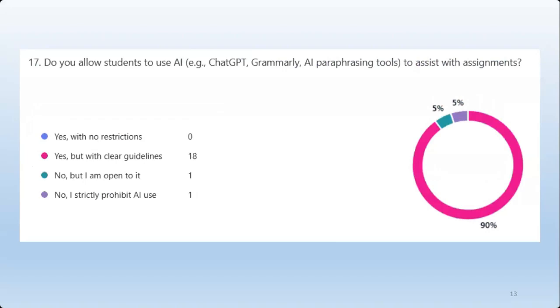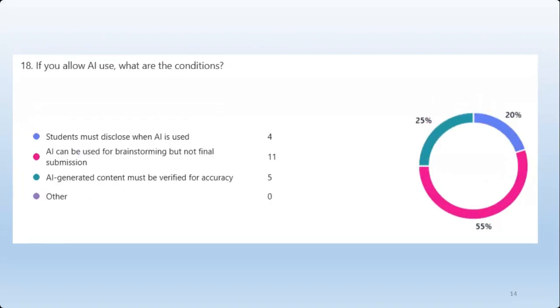Do you allow students to use it? So there you are. Yes, with clear guidelines. So it will be good, later on along the way, we will share what kind of guideline you use. Okay, go on. If you allow AI use, on the condition that students must disclose AI. The majority say AI can be used for brainstorming, but not final submission. I think it's a good guideline to tell them, don't give me the one that AI gives you and then you submit. I can check, I see that it's an AI product, I feel you. And you must mean it. You must mean it.